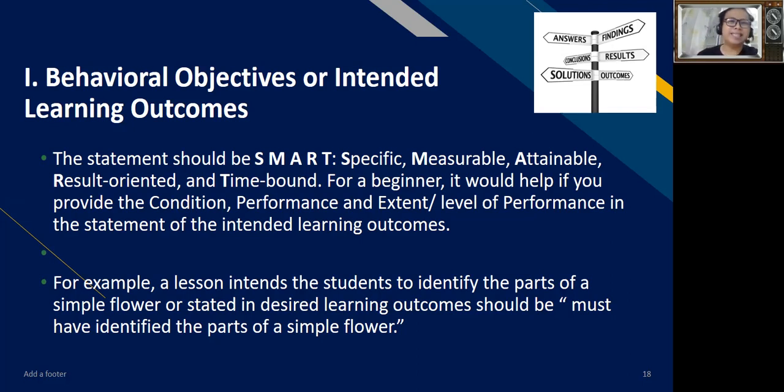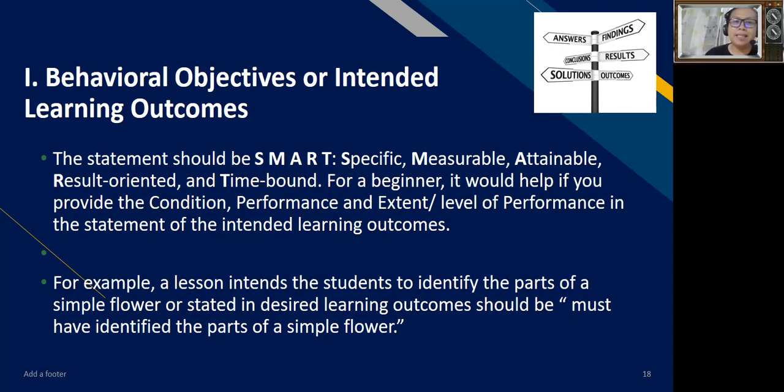Why do I say so? Why not 80% of the students? When I say 80% of the students, I am leaving behind the 20%. But I restate it into students with 80% accuracy level. Meaning I am accommodating all of my students. But all of these students may have at least 80% accuracy level in the statement of the intended learning outcomes.